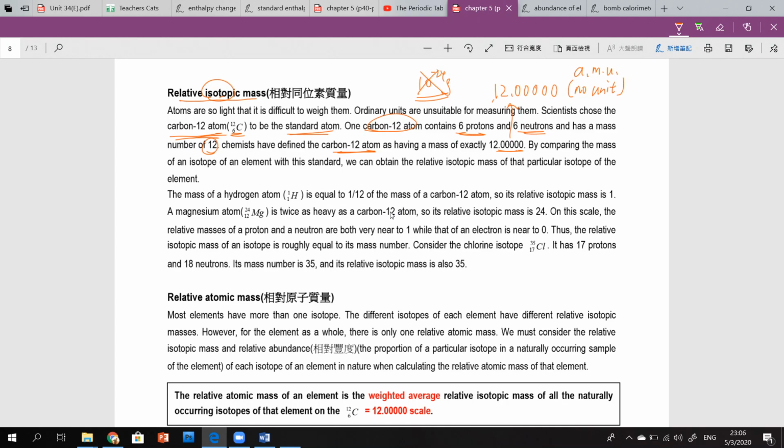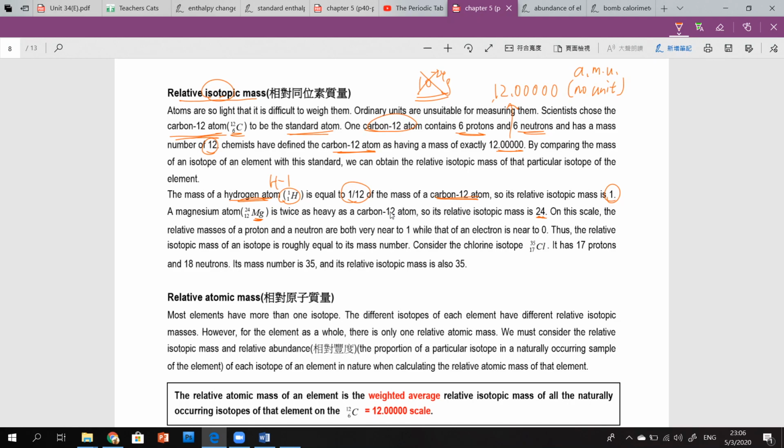So what does it mean by that? For example, hydrogen atom, hydrogen-1 atom, because they have 1/12 of the mass of a carbon-12 atom, the relative isotopic mass is just 1. Okay, it's easy, right? So this is 12, the relative isotopic mass of carbon-12 is 12. So hydrogen-1 is 1. It's easy. So how about magnesium? Magnesium will have a relative isotopic mass equals 24.